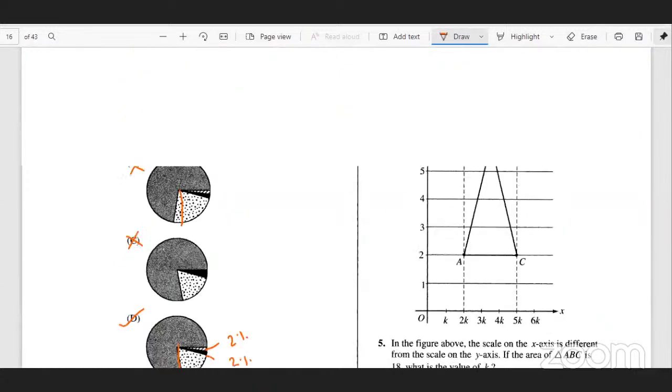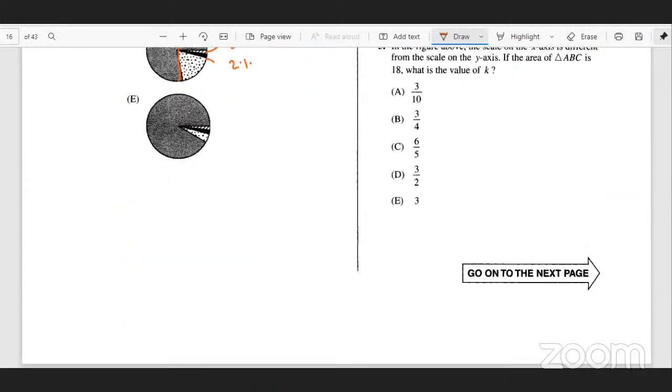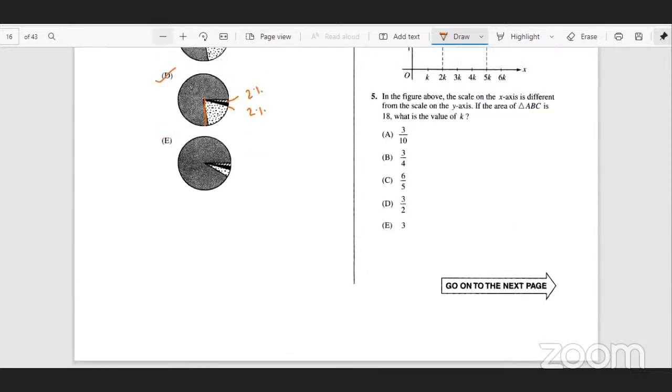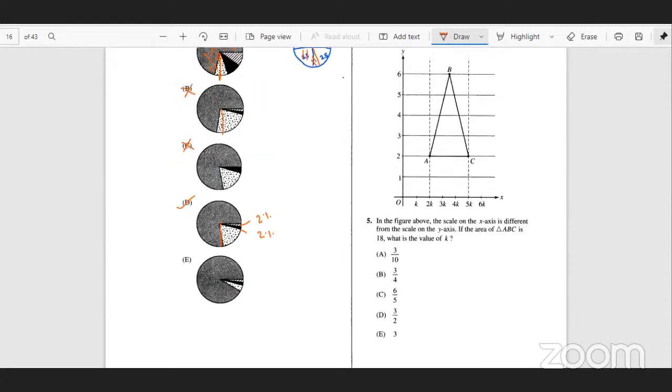Let's talk about the 5th question now. Here it is. I'll zoom out. Now the question says, in the figure above, the scale on the x-axis is different. Obviously, in the x-axis we have it in Ks. On the y-axis we have the simple scale, like 1 2 3 4 5 6, and on the x-axis we have k, 2k, 3k. So the scale is different. Okay, that's quite obvious.